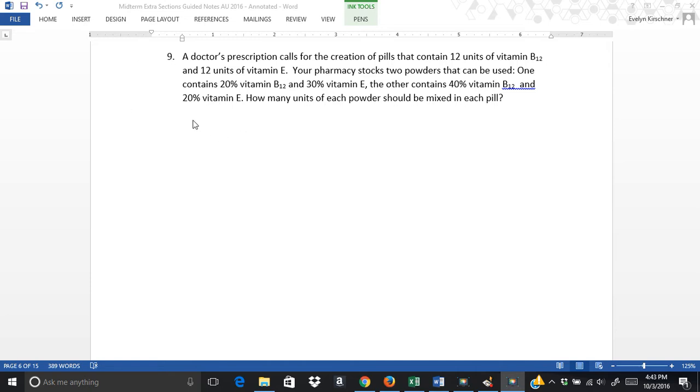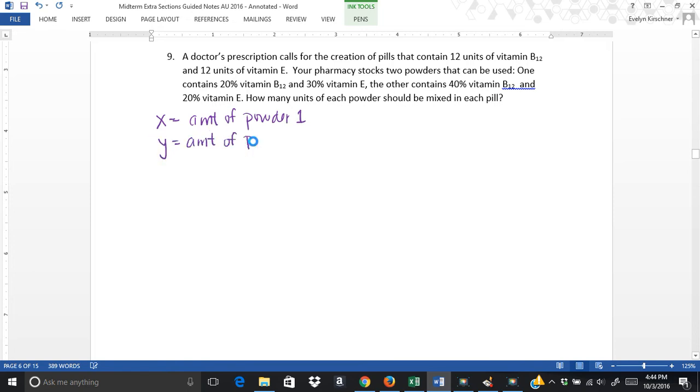So I have 2 types of powder. So X is going to be the amount of powder 1, and Y is going to be the amount of powder 2.